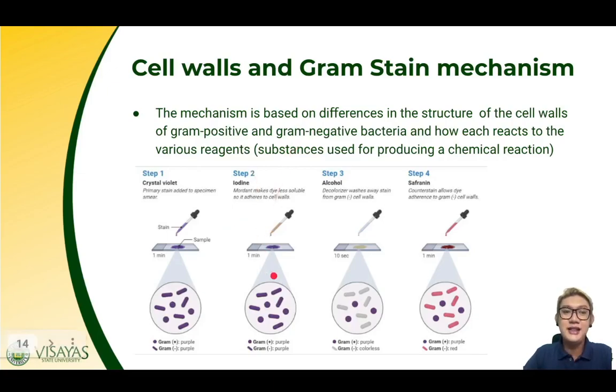So what iodine does is, inside the peptidoglycan layer, the iodine will bind with crystal violet, so they form a crystal structure. So that when you wash the stain, it will not be washed out because they are trapped inside the peptidoglycan layer, because they had formed a crystal structure. Now, an alcohol is applied as a decolorizer.